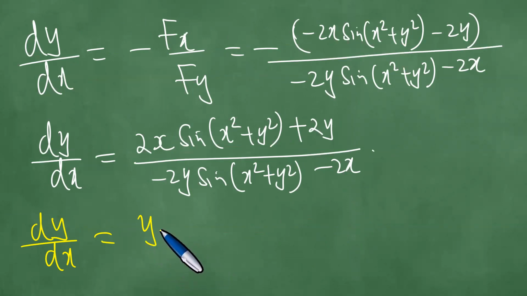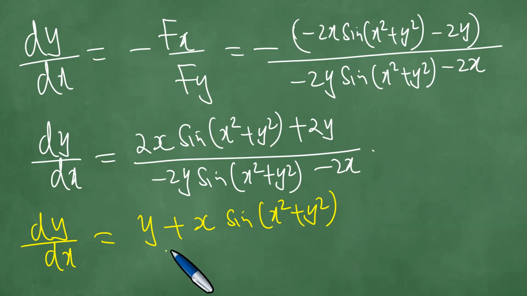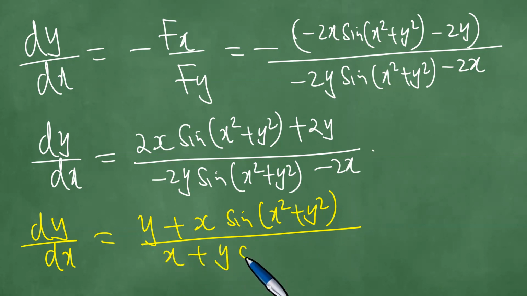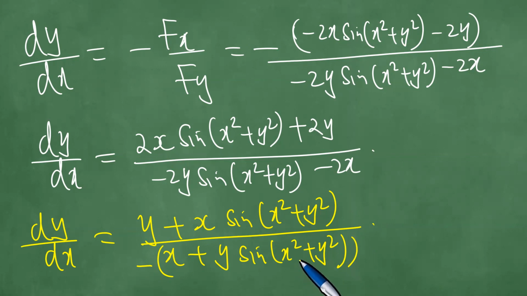We have exactly the y, and write y plus x, the sine of this, divided by negative x plus y, the sine of this, like so. But there's the negative in the denominator, just like that. And this is the answer as obtained before.